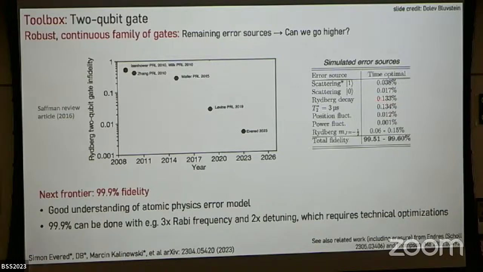This Rydberg decay is related to this off-resonance scatter. No, sorry, wrong. This Rydberg decay is related to the lifetime of the Rydberg state. So when you're in the Rydberg state, the Rydberg has a finite lifetime of like 100 microseconds. And so this gives you an error on the 2-qubit gate. And this T2 star is also related to temperature.